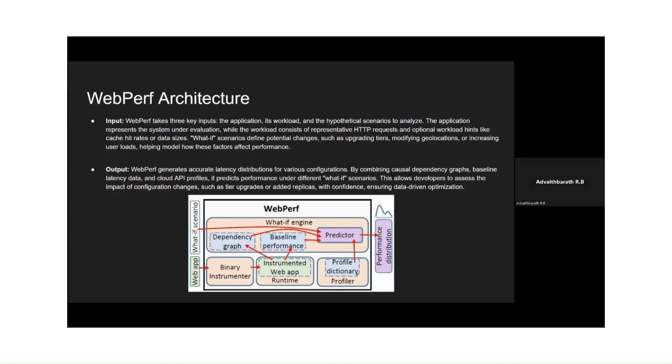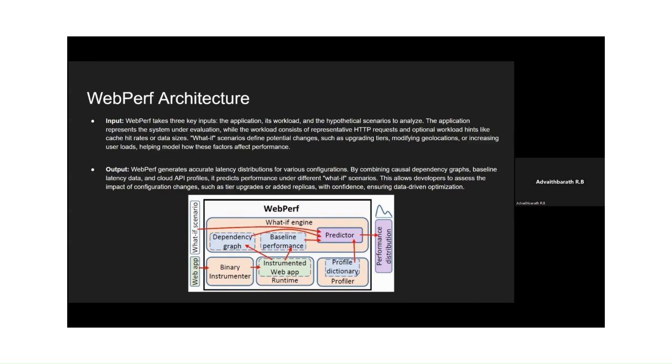Process. WebPerf builds causal dependency graphs and integrates them with latency profiles. These graphs map the sequence and dependency of tasks between the application and its outputs. The output is an accurate latency distribution for various configurations. Developers can use the data to assess the performance impact of changes like a tier upgrade or geographic modification. This diagram illustrates the architecture of WebPerf, showing a systematic process of predicting cloud latency distribution under hypothetical configurations.